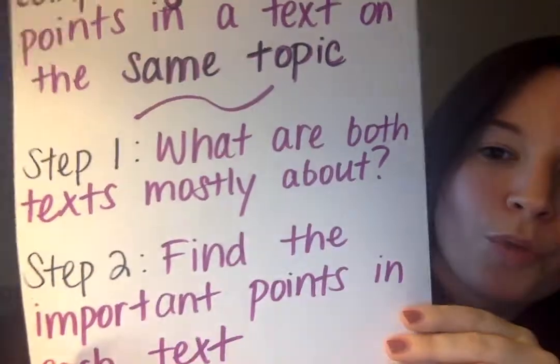Looking at our steps to answer this question, step number 1, what are both texts mostly about? We know this book about Ruby Bridges is mostly about Ruby and her legacy and how she was able to change segregation and help make integration of schools more common and more well accepted in society. And then we have this text about Martin Luther King Jr. This text is mostly about Martin Luther King Jr. and his life, as well as why his presence was so important on the day of the March on Washington.